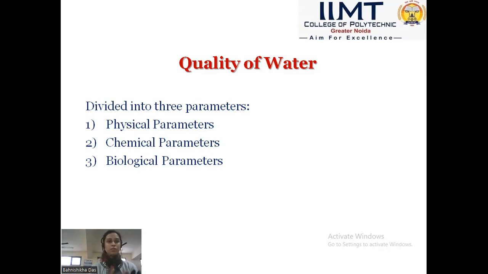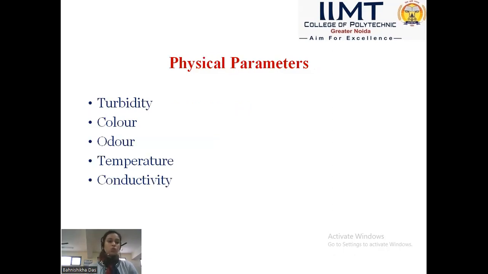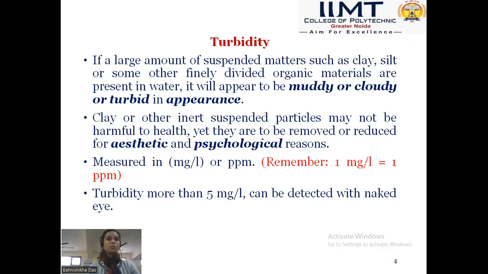First, we will see the physical parameters, which can be easily detected. Then we will measure the chemical parameters and the biological parameters, and depending on that we will go on to the various steps of treatment. Physical parameters of water basically cover turbidity, color, odor, temperature, and conductivity. We will be discussing all the physical parameters in detail one by one. So first, let's start with the turbidity of water.